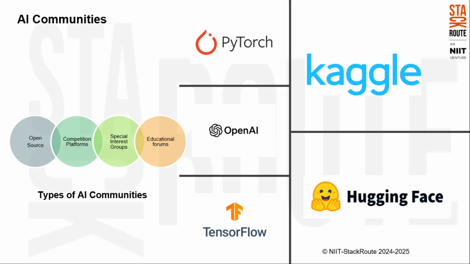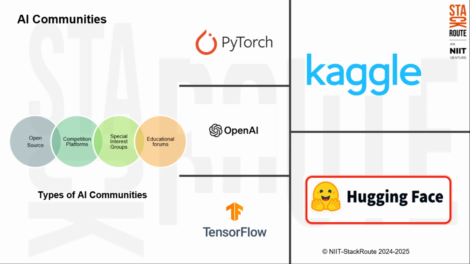The AI community landscape is vast and diverse, offering something for everyone. There are open-source communities where you can access and contribute to freely available AI projects, datasets, and tools. Then there are platforms like Kaggle which host data science and AI challenges, allowing you to test your skills and learn from others. And if you have a niche interest within AI, such as computer vision or natural language processing, then there are special interest groups dedicated to these specific areas. And, finally, there are educational forums specifically designed for those who are new to AI and want to learn from the ground up. On the screen you can see various types of AI communities.